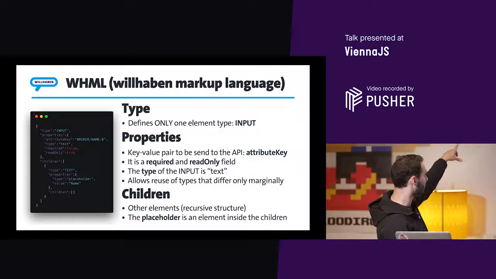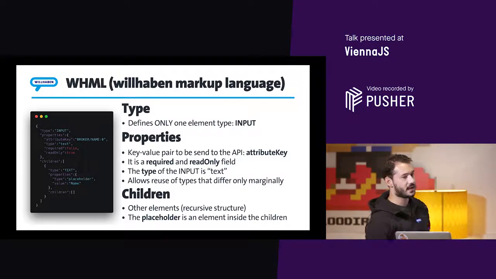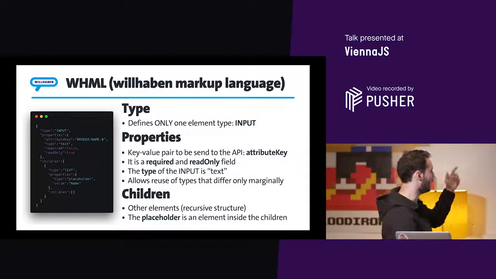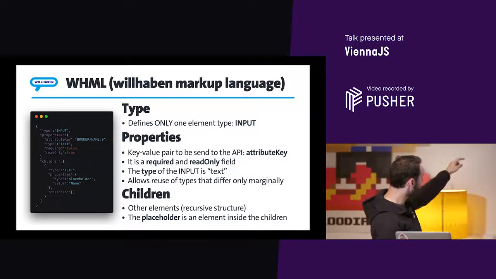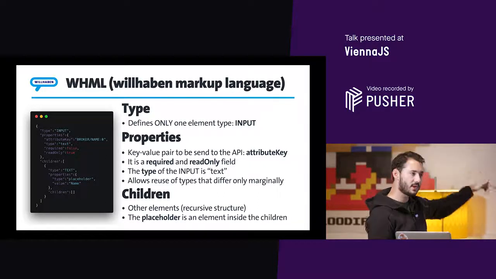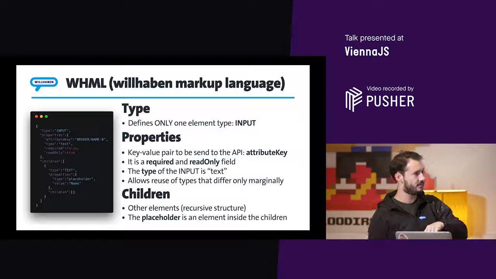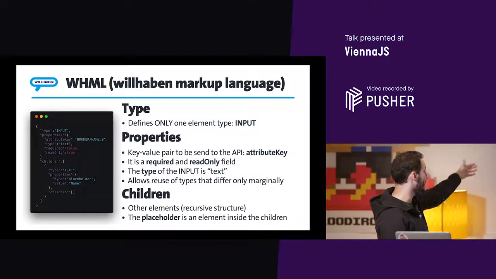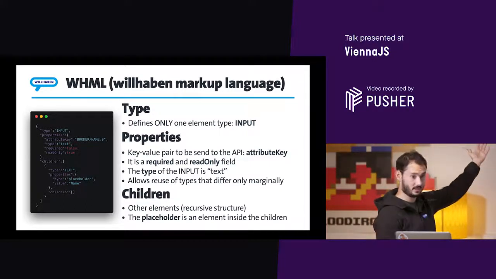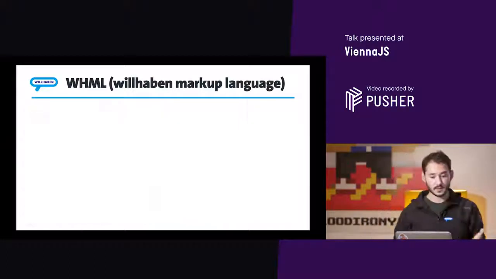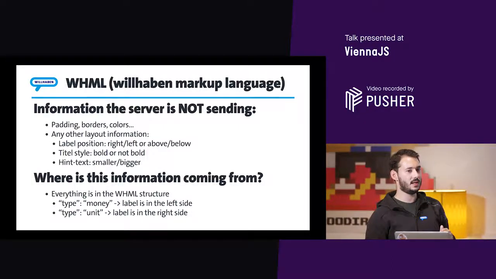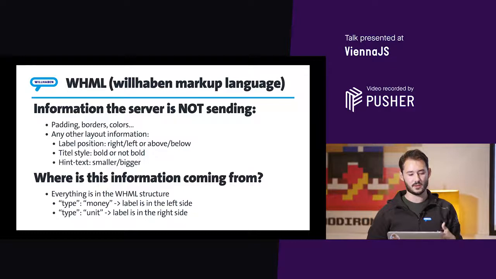So these kinds of things allow reuse of types that differ only marginally. And we will see this later in an example. And you have children, and this is a recursive structure. You can have several children, and your children can have different children. And in this case, for example, one child is the placeholder of the input. So what information is not sent by the server?